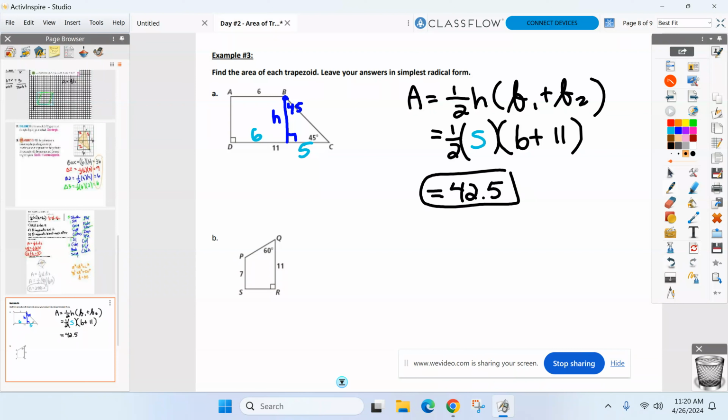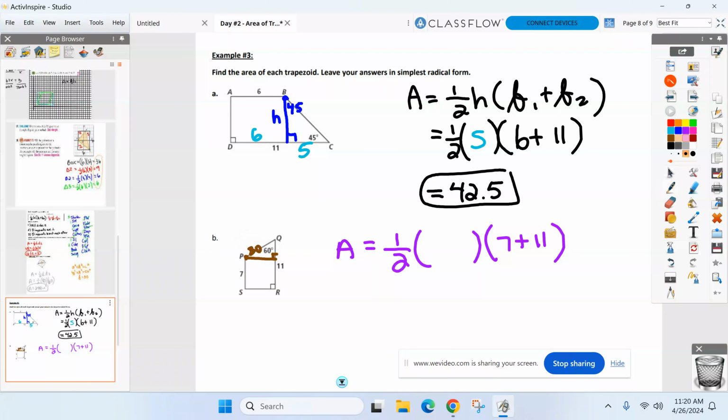All right, part B. We got 7 and 11 as the bases. You know what's coming up to find the height. So we got 7 and 11. All right, draw that. Again, SR is a height. SR is a height, but not one that I need. So I'm going to draw the height in coming from vertex P to make a good old 30, 60, 90.